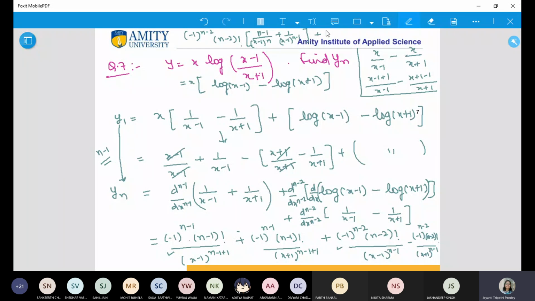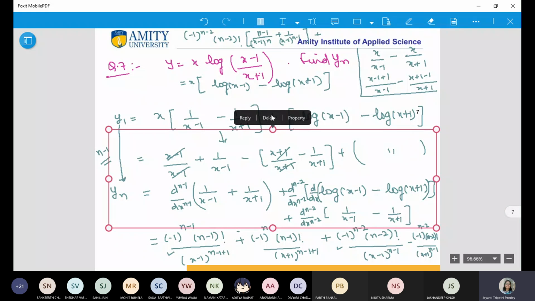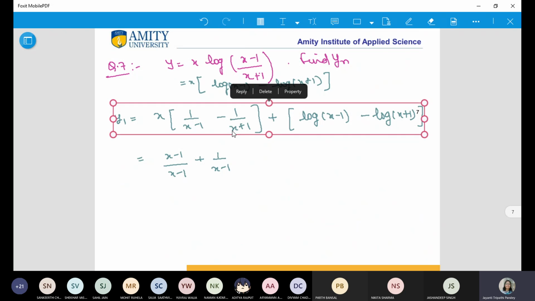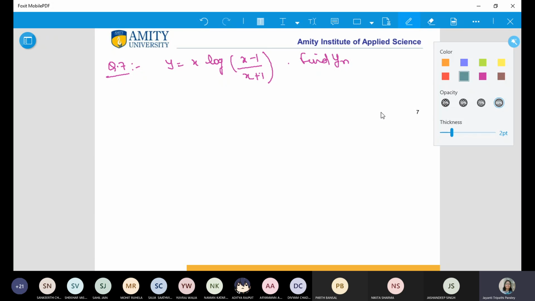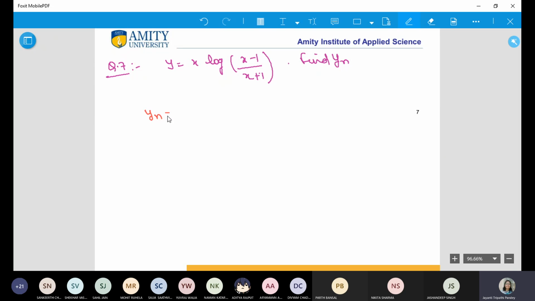Now I'm clearing this and writing the answer. Please match your answer. The answer that you are getting will be minus 1 to the power n minus 2 factorial n minus 2 in bracket x minus n upon x minus 1 to the power n minus x plus n upon. Just match your answers, please.